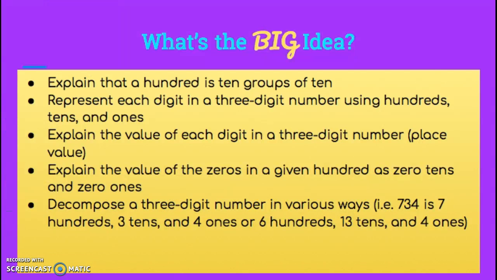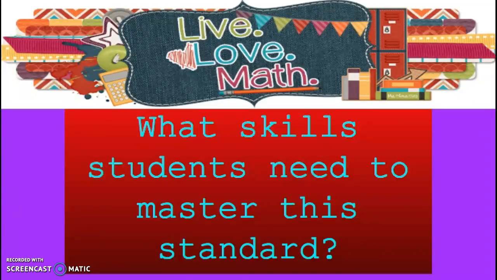They're going to be able to explain and understand that 100 is 10 groups of 10, represent each digit in a three-digit number using hundreds, tens, and ones, and explain the value of each digit in a three-digit number, place value. Explain the value of the zeros in a given hundred with 0 tens and 0 ones, and decompose a three-digit number in various ways, such as 734 is 7 hundreds, 3 tens, and 4 ones, or 6 hundreds, 13 tens, and 4 ones.